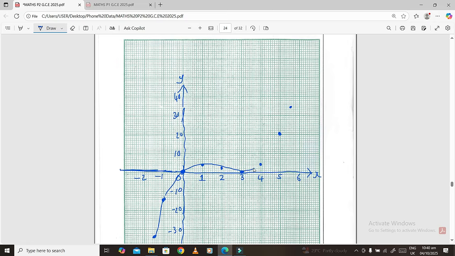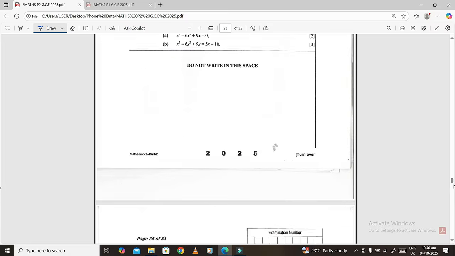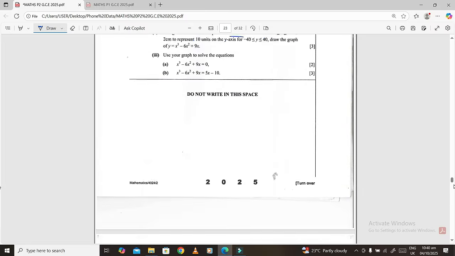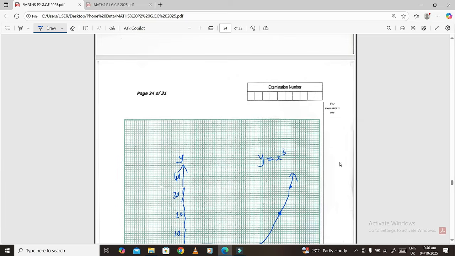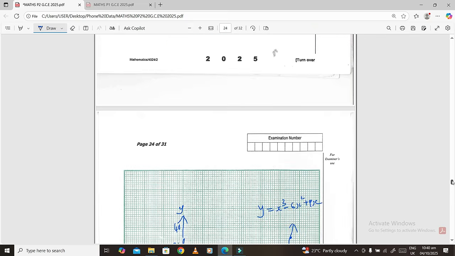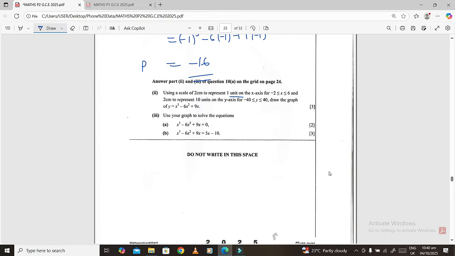This is a curve right here. It's a curve, and you can indicate that this is y is equal to x power 3 minus 6x squared plus 9x. Yes, so this is it. So now we answer this question.